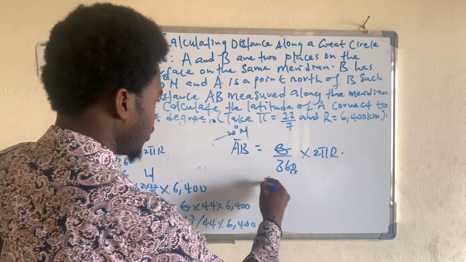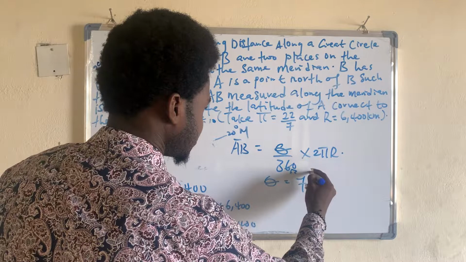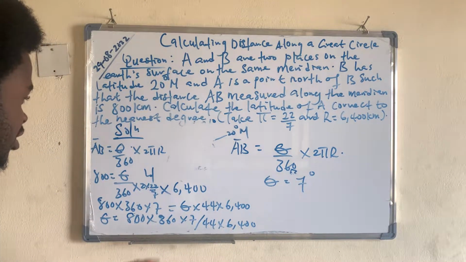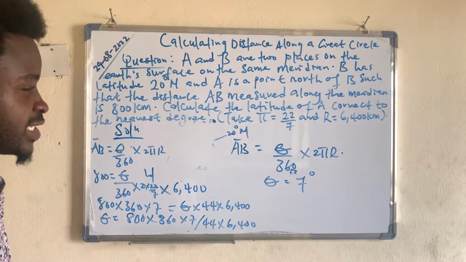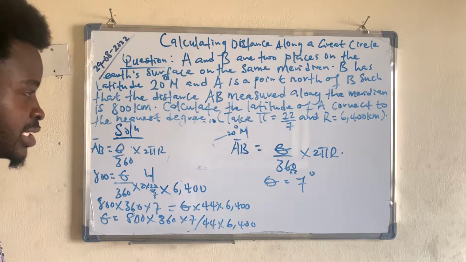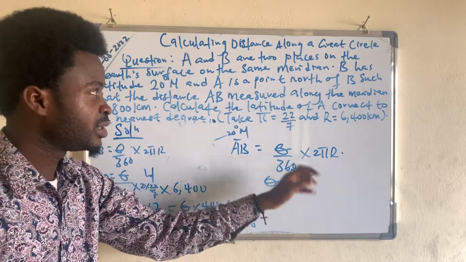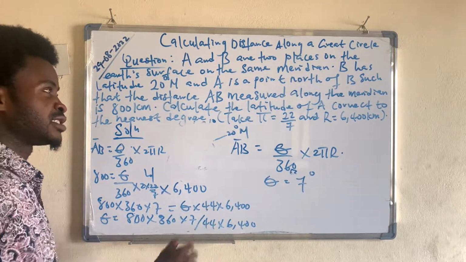Approximately we have theta to be 7 degrees, because we are to take this to the nearest degree. If we punch this in our calculator, we have 6.778 degrees, something like that. So if we approximate to the nearest degree, we have theta, angular difference, to be 7 degrees.